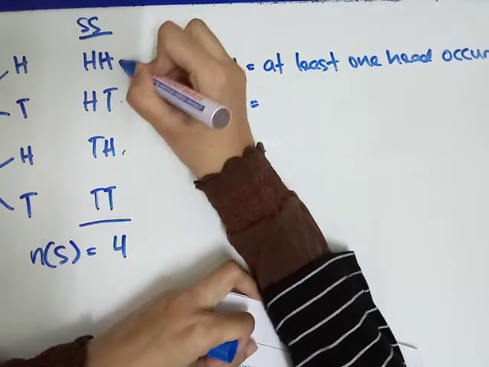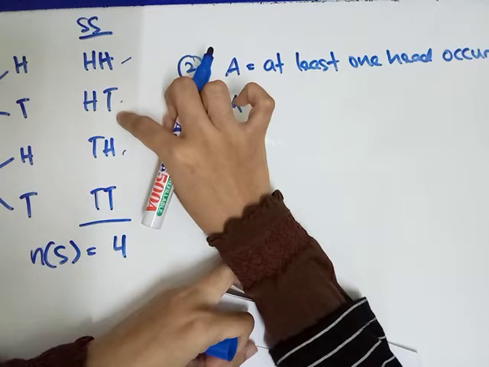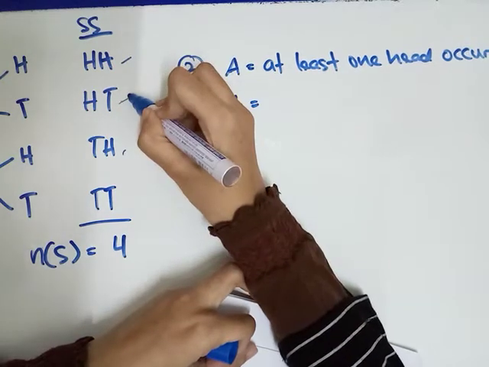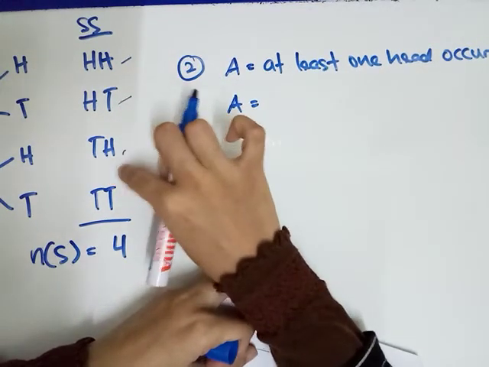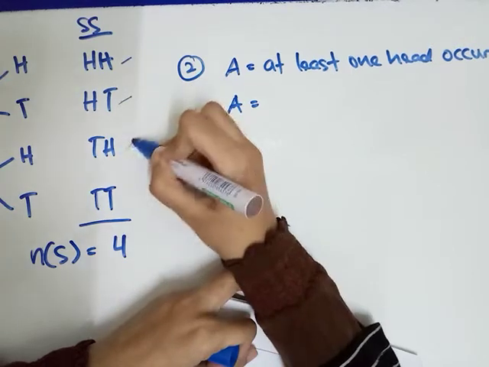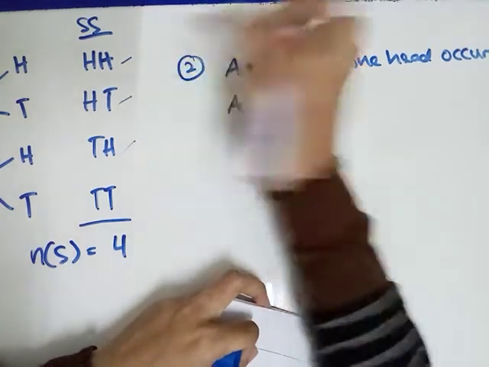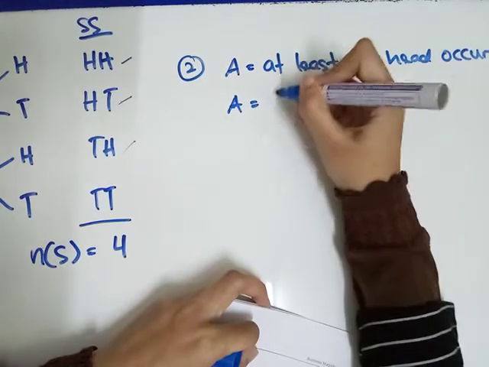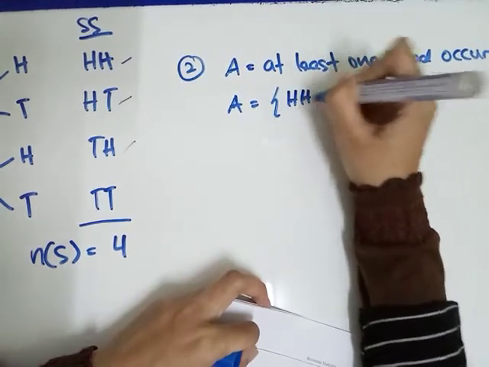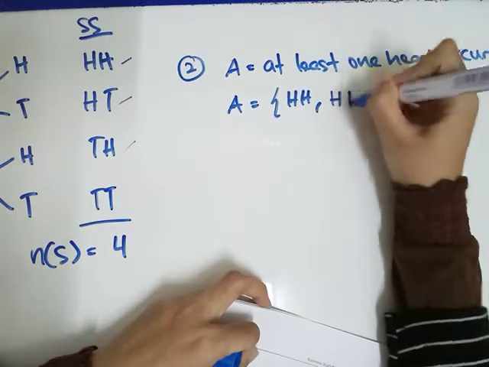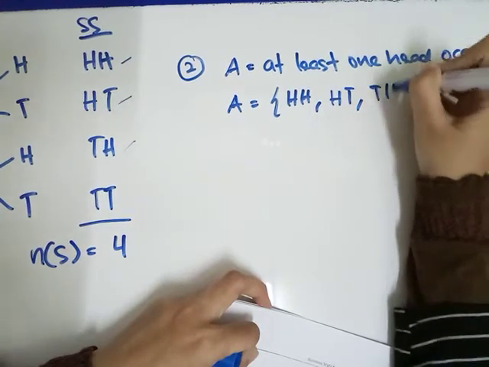Okay, hit tail, ada tak one hit occur? Yes, ada. Tail hit, ada tak one hit occur? Yes, ada. Tail tail, ada tak hit occur? Tak ada. So the element inside A is hit hit, hit tail, and tail hit.